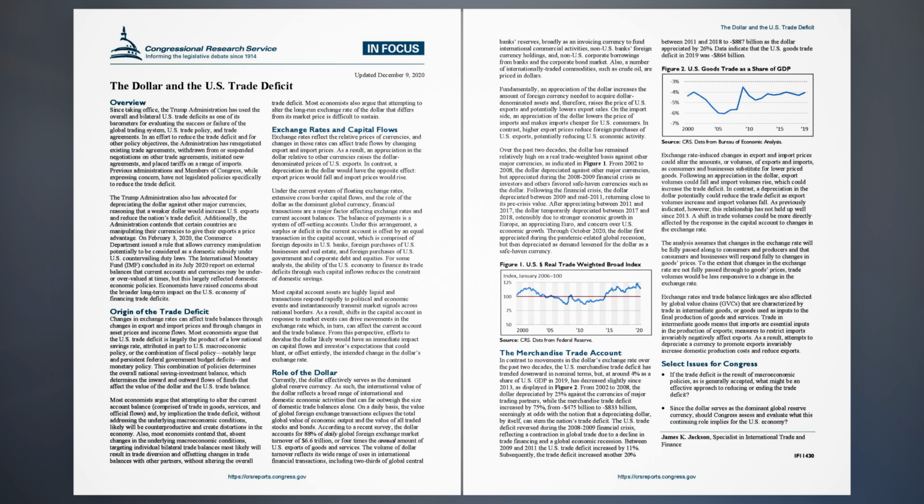The U.S. trade deficit reversed during the 2008-2009 financial crisis, reflecting a contraction in global trade due to a decline in trade financing and a global economic recession. Between 2009 and 2011, the U.S. trade deficit increased by 11%. Subsequently, the trade deficit increased another 20% between 2011 and 2018 to $887 billion as the dollar appreciated by 26%. Data indicate that the U.S. goods trade deficit in 2019 was $864 billion. Figure 2. U.S. goods trade as a share of GDP.